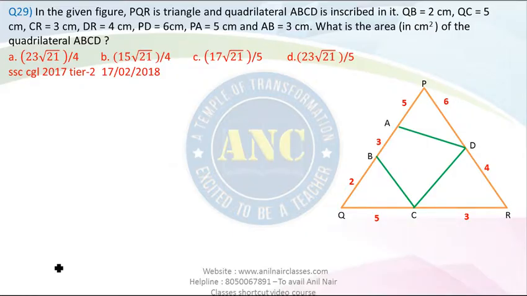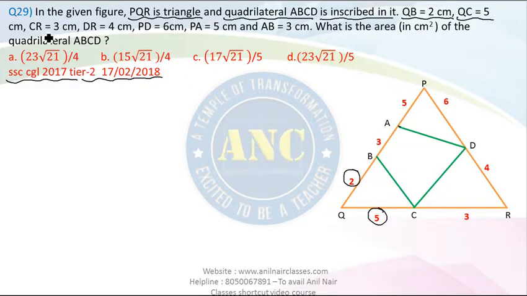Now please see question number 29. Original SSC CGL 2017 Tier 2 question which happened in February 2018. Your question says, in the given figure, PQR is a triangle. That outer triangle PQR, orange color triangle, is outside. Quadrilateral ABCD is inscribed in it. Yes, green color quadrilateral ABCD is inscribed in it. QB is 2. QC is 5. CR is 3. DR is 4. PD is 6. PA is 5. AB is 3. That is mentioned here.